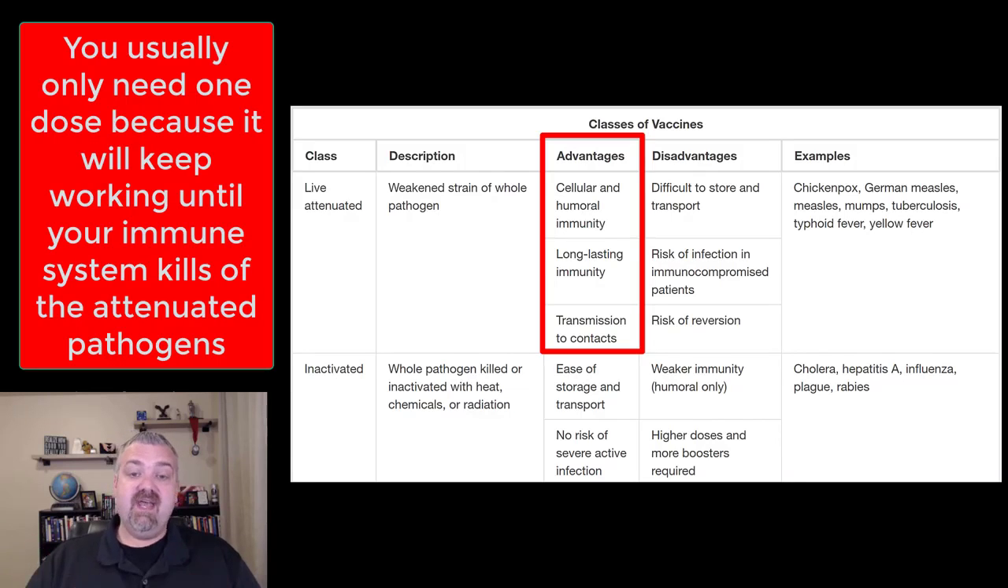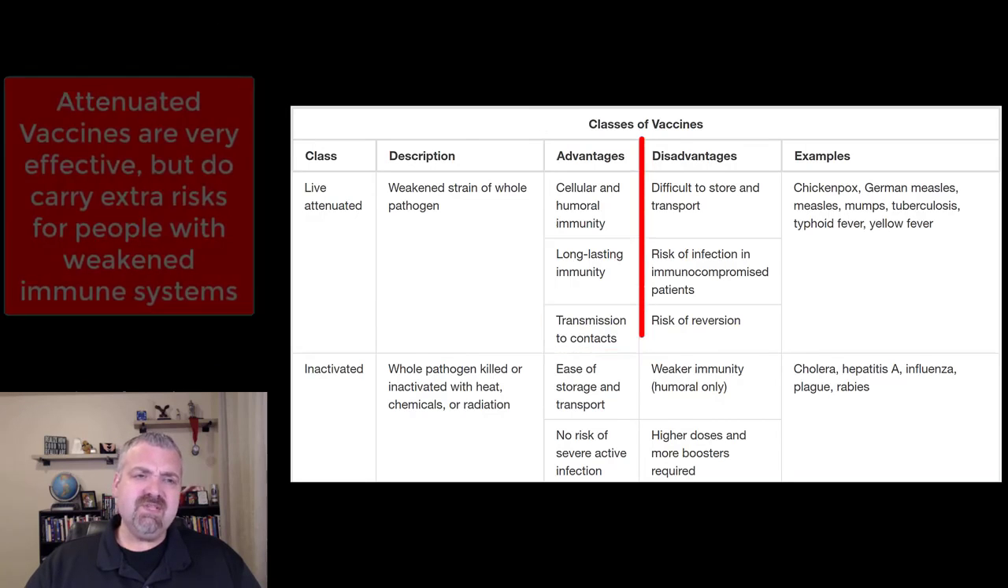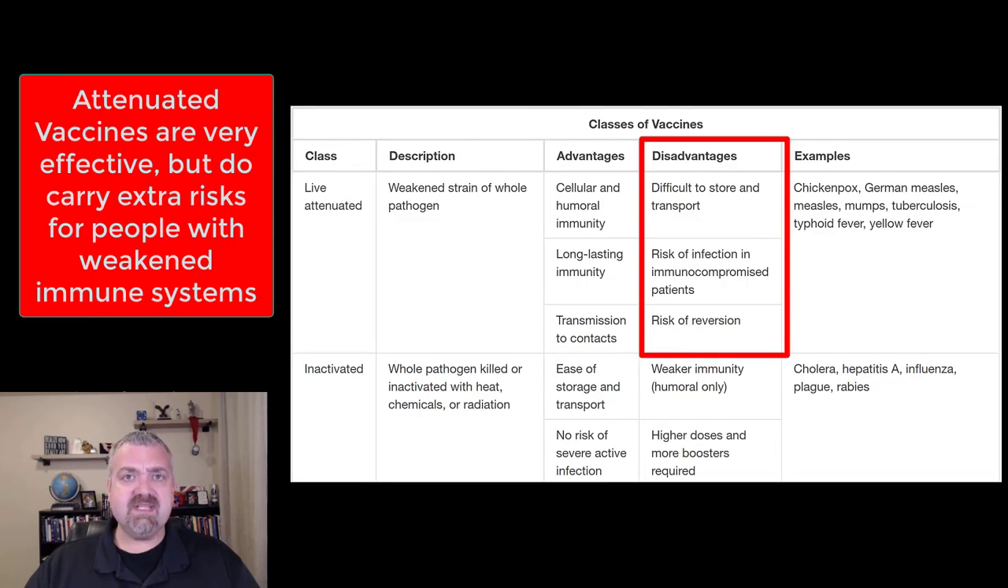Another advantage is transmission to contacts. You are infected, so you can technically spread this to other people, but again you're spreading a very weakened version of it. The disadvantage is that this is a living organism. What makes it advantageous also makes it a disadvantage, because there's always the risk. If you're an immunocompromised person, this infection would be enough to make you sick. You would never give this kind of vaccine to someone that's immunocompromised. There's also the risk that it can back mutate into a more pathogenic version. Those are the key disadvantages.